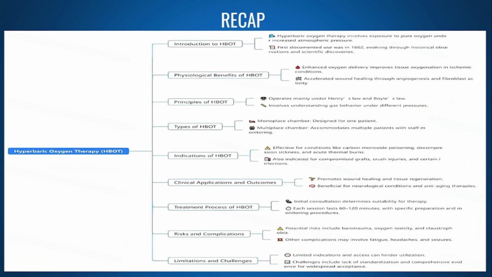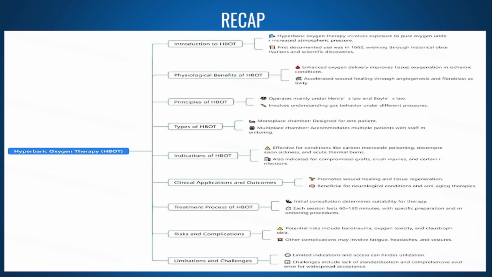Next, we saw the physiological benefits of HBOT. In that, we saw enhanced oxygen delivery. Because of this, tissue oxygenation improves in ischemic conditions, and wound healing is accelerated, also due to angiogenesis and fibroblast activity. We also saw the principles of HBOT: there are two, one is Boyle's law and one is Henry's law.